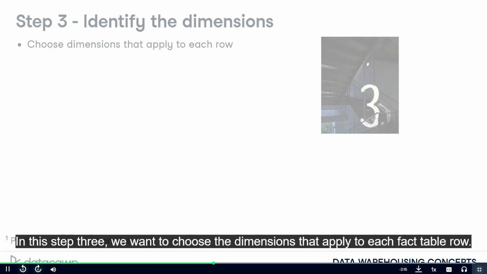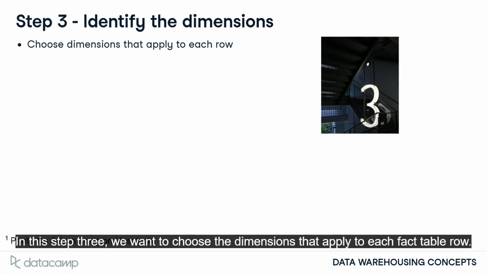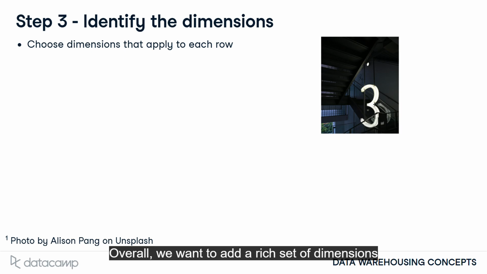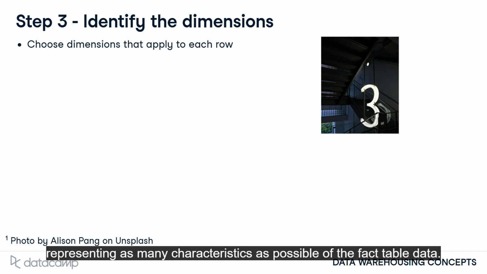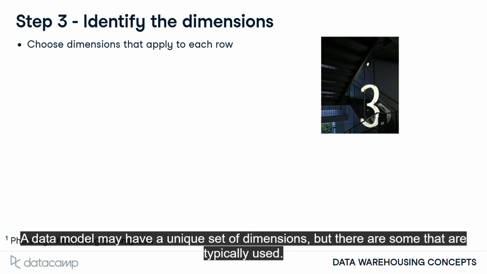In step 3, we identify the dimensions that apply to each fact table row. Overall, we want to add a rich set of dimensions representing as many characteristics as possible of the fact table data. A data model may have a unique set of dimensions, but there are some that are typically used.